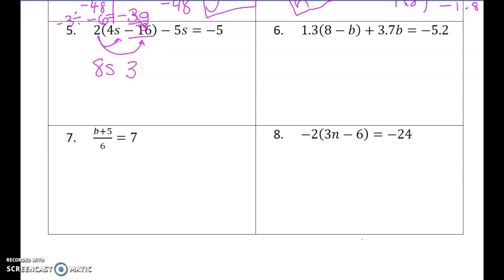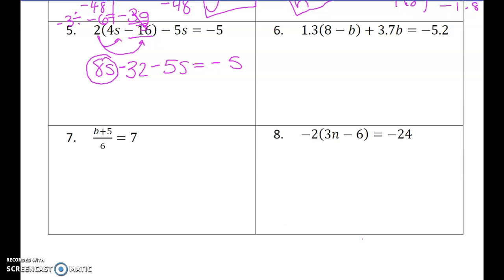So 2 times 16 is 32. And this 2 and this negative 16 have different signs, so it's going to be a negative 32. I'll still have my minus 5s equals negative 5. So now I'm going to combine like terms, because that's my next step.